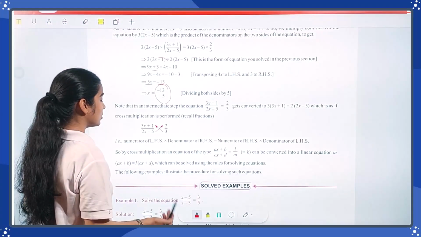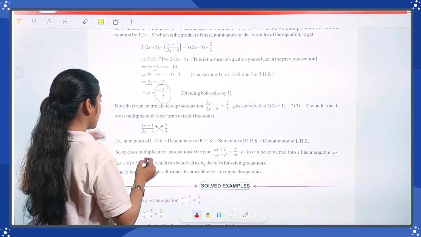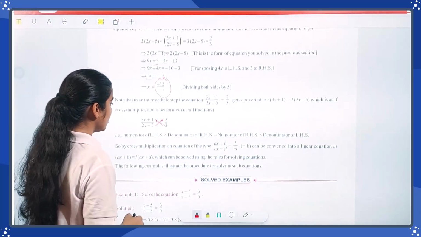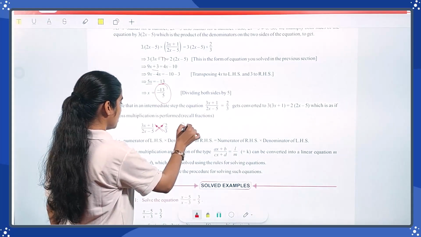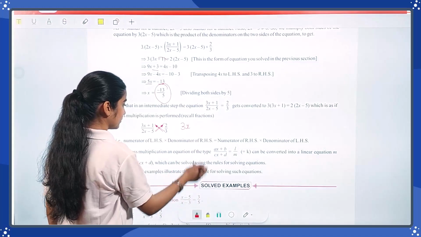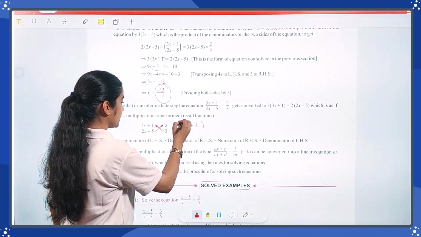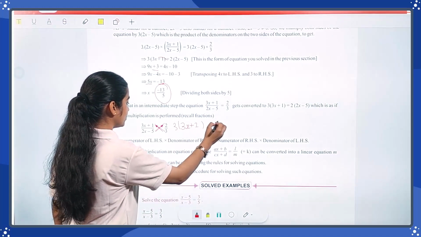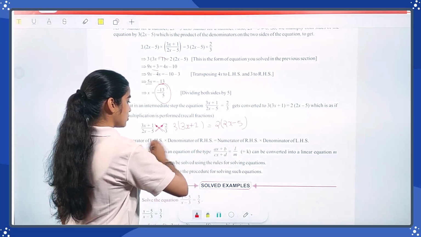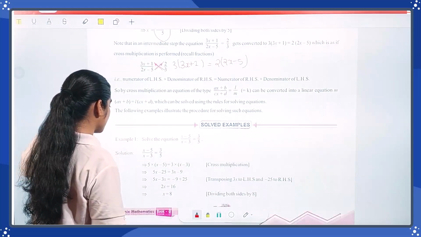Next, you can do this question in that way also. You can cross multiply it. Okay, after cross multiplying, which means (3x plus 1) is multiplied with 3 and equal to 2 multiplied by (2x plus 5). So the end result is the same for this one also.